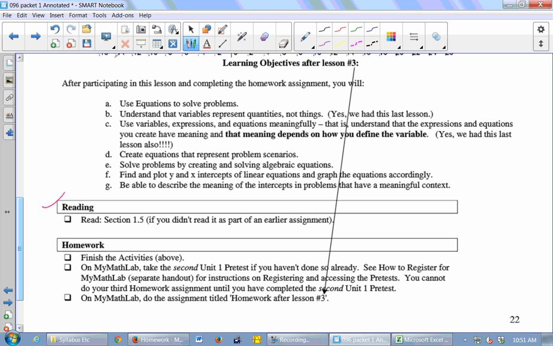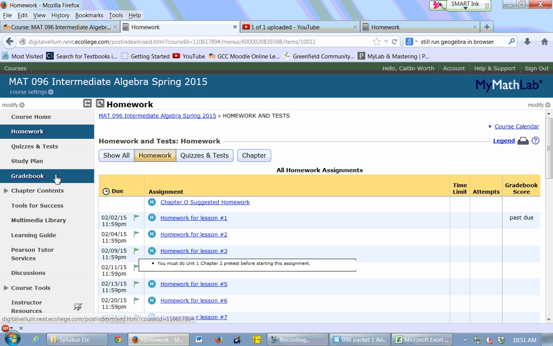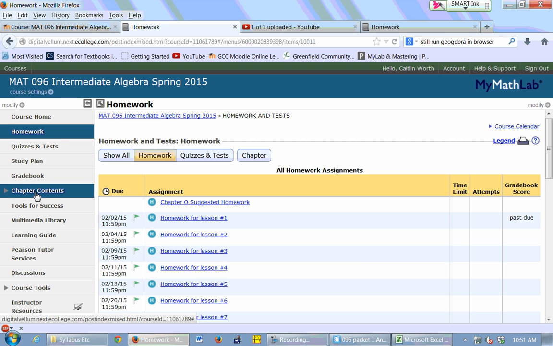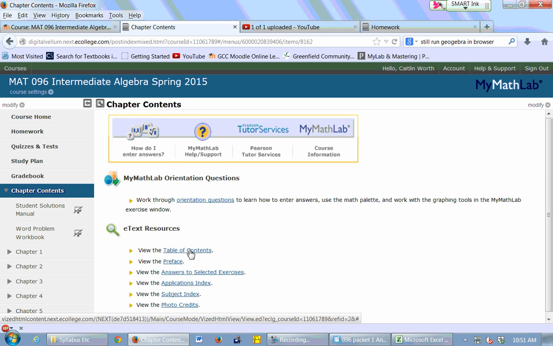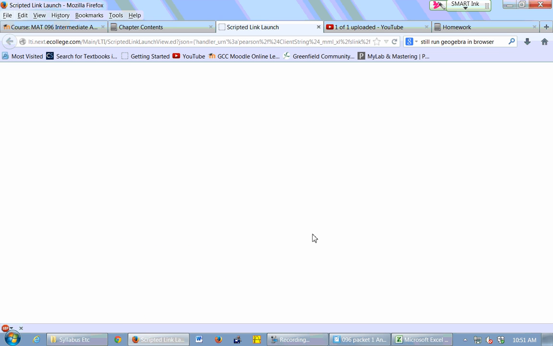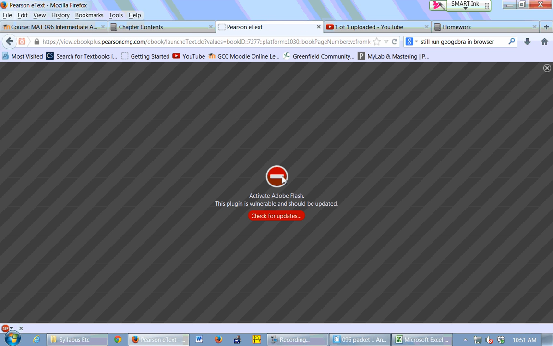Right here. Oh, it's in the textbook. Read section 1.5 of your textbook, which you could read from an actual book or the online version of your textbook. So when you're in my math lab, I go to chapter contents, and when that pops up, there's an option to open the table of contents, and a new window opens with your textbook. Except I need to update Adobe Flash on this computer. No, like the library, they said the same thing.